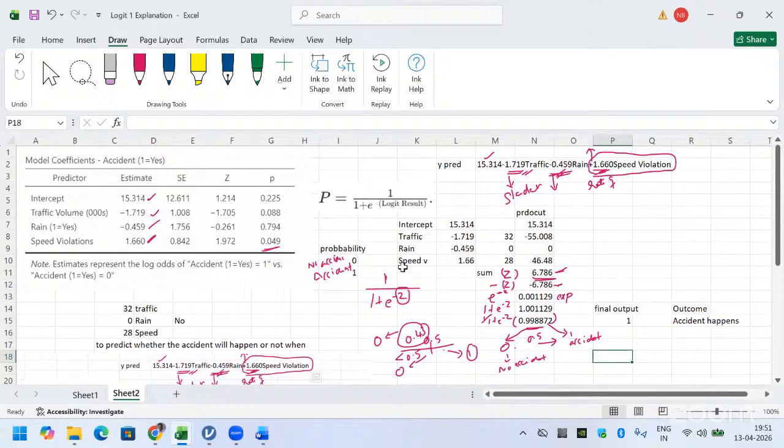Instead of 32, 0, 28, I will make some difference, because I now have a feeling that even if there is rain, there might not be much difference. The major differentiating factor is speed. So can any one of you give a number less than 20, so that I'll use it as the speed violation? Any number less than 20.